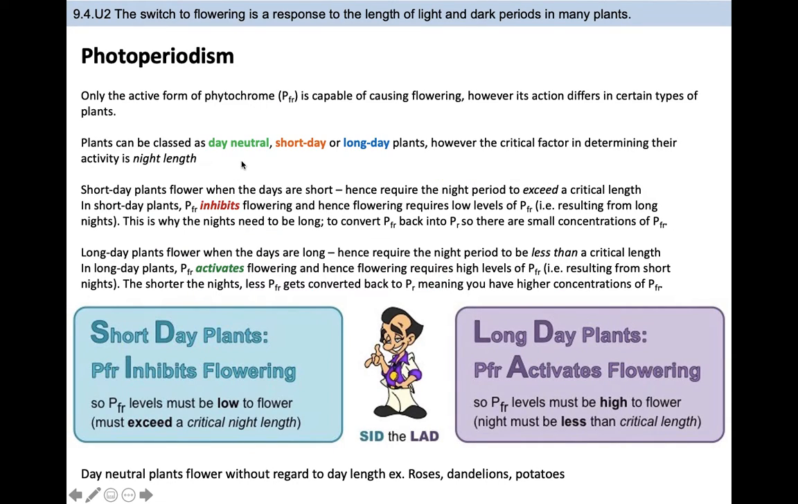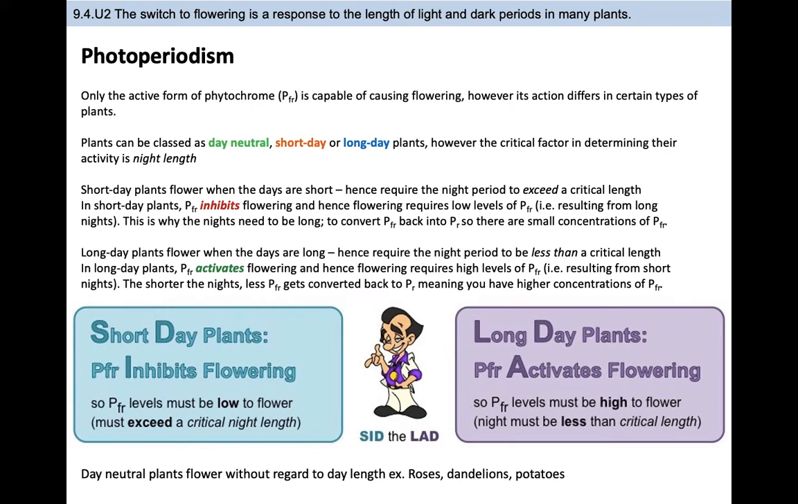So as I mentioned, day neutral plants are not impacted by the length of day, but short day and long day will. So let's look at these individually. Short day plants are flowers that will bloom when the days are shorter. When the days are shorter, this means that the nights are longer. So they require the night period to exceed what we call this critical length.